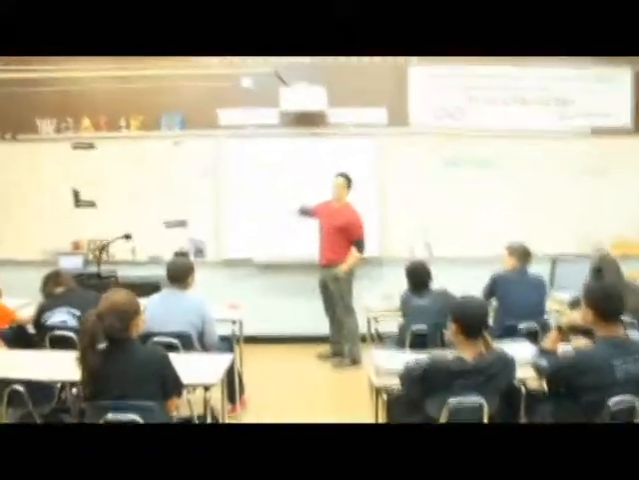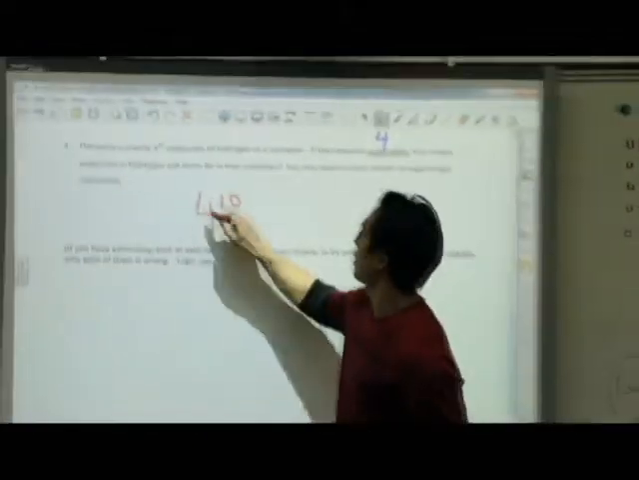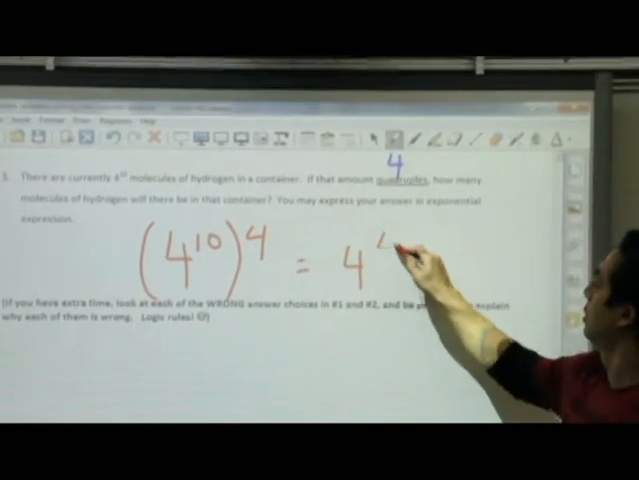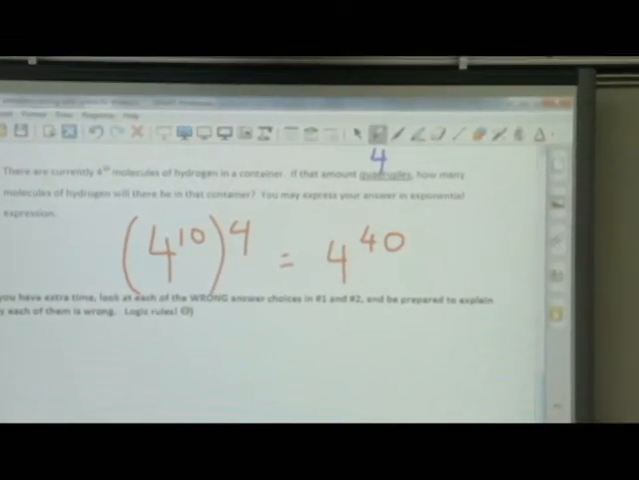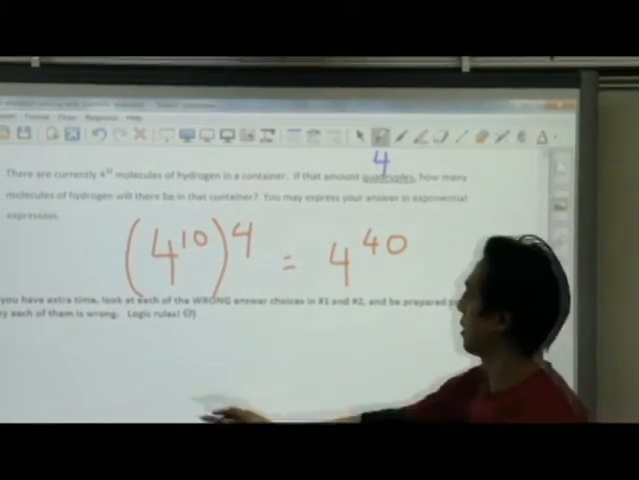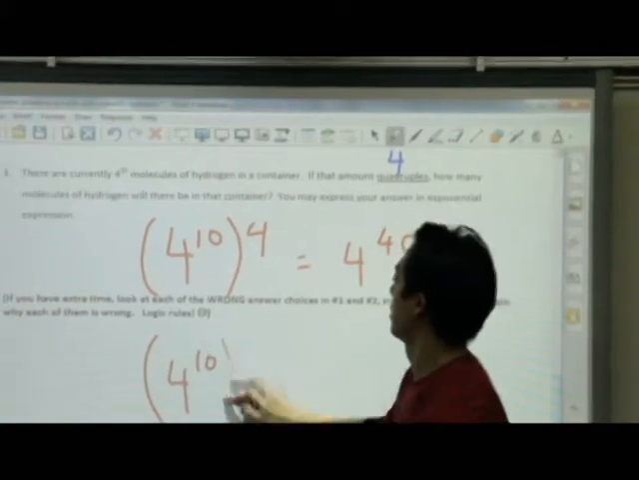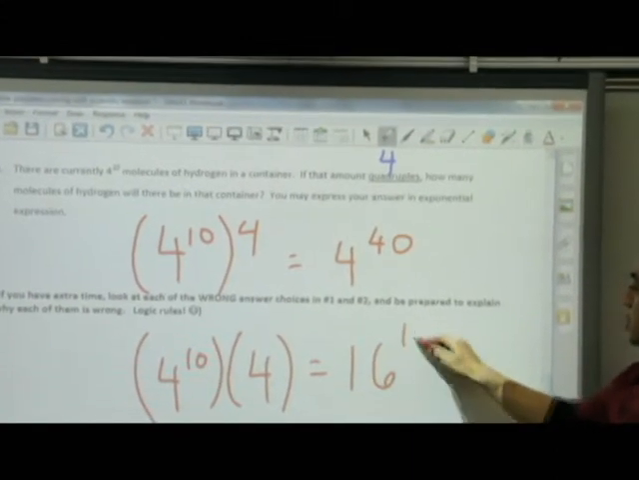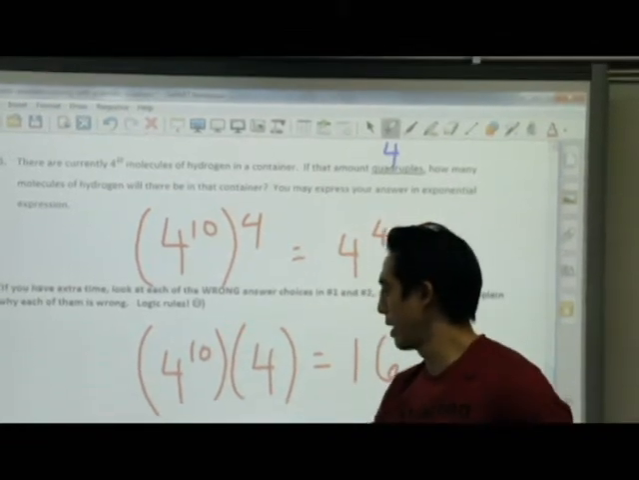A quick little turn to talk to your neighbor. 3, 2, 1, 0. Thank you. I saw 2 popular answers. Let me give you the first popular answer I saw: 4 to the 10. Nod your head if you see that. And then I saw this. So I picked 3 popular answers. And I saw this.